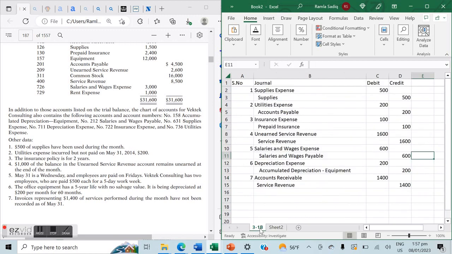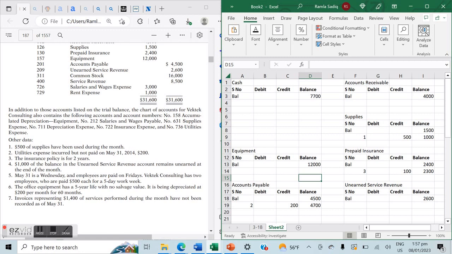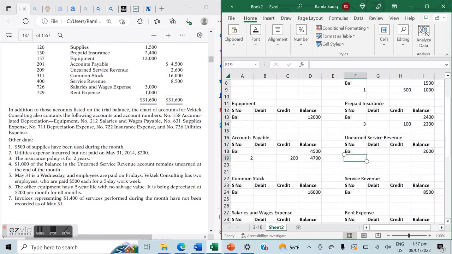For number 4, we have unearned service revenue to service revenue, $1,600. And if you see, we've got both of these accounts created, so we'll just put in number 4 over here, debit by $1,600, and that means that your liability is decreasing. So $2,600 minus $1,600 leaves you with $1,000.